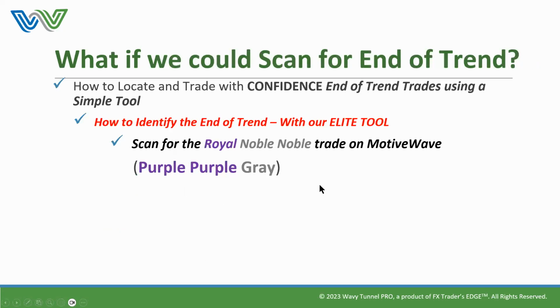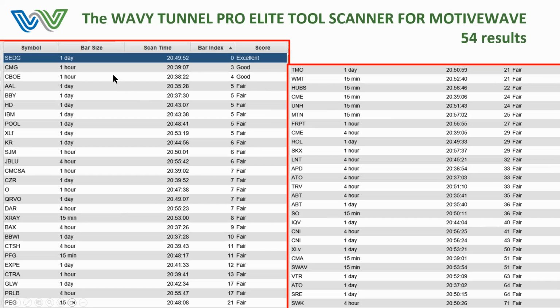Okay. On Motive Wave, we have a few different scans we can do. We can scan for the purple arrow, we can scan for the gray arrow, we can do the breakout 4 trade, and we can do something called the purple gray. Sorry, this is wrong. Purple gray. Thought I fixed that. So this is the purple gray scan.